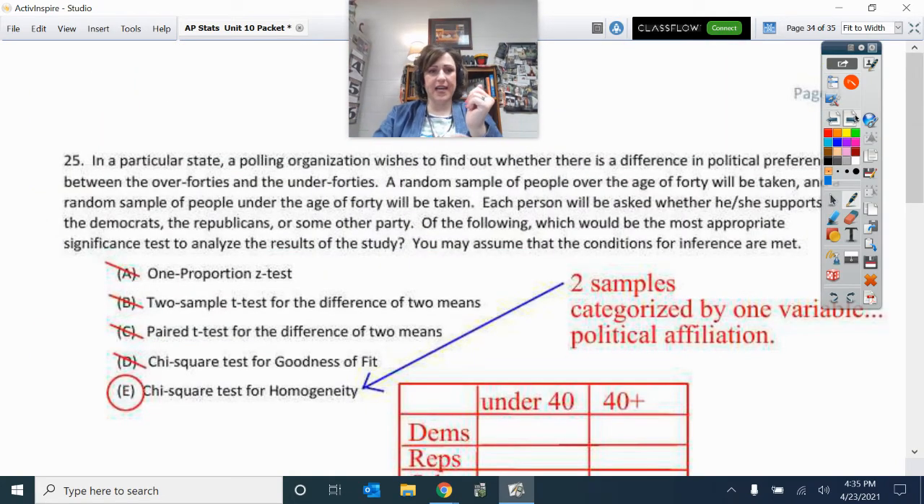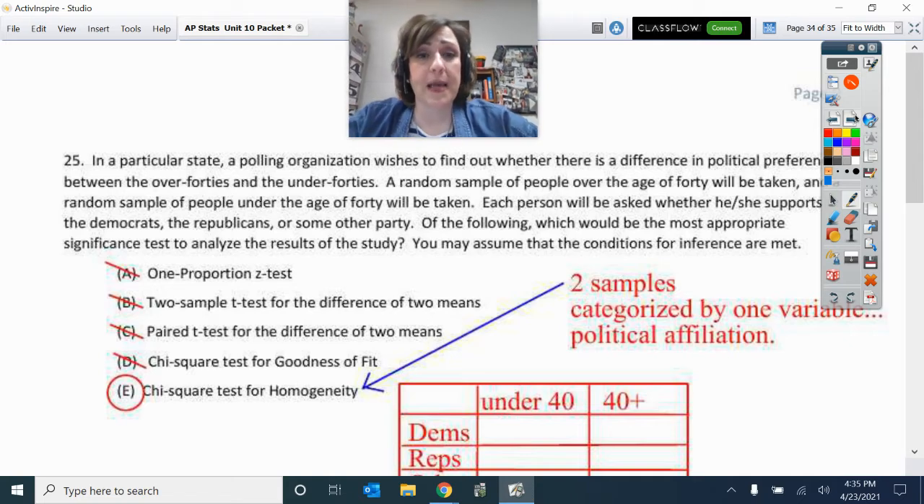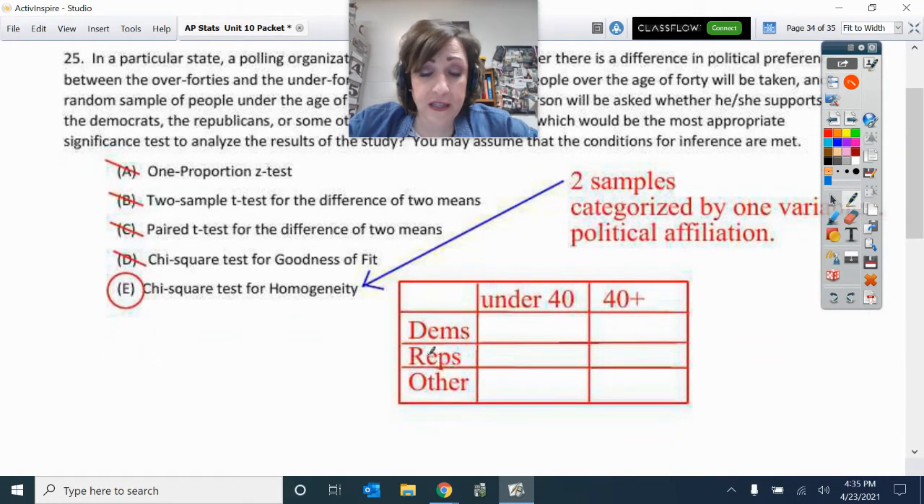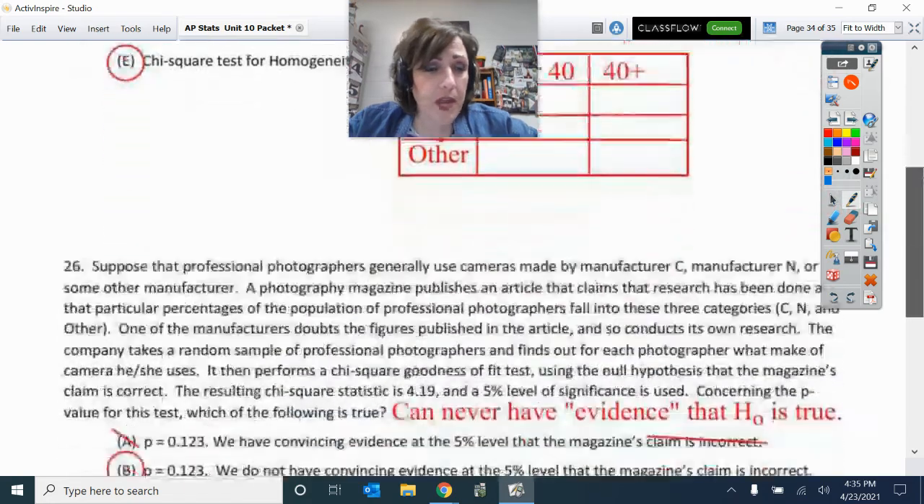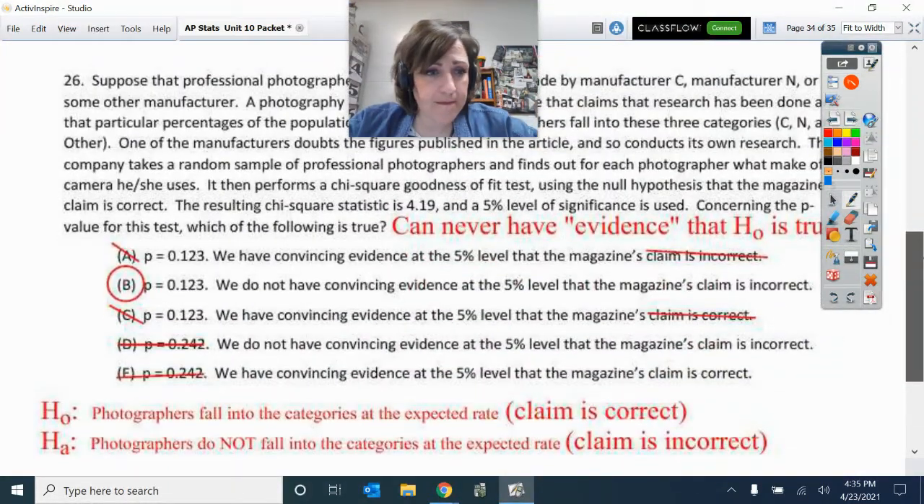All right, 25. Here we have this situation that we were just studying. They took a sample from the over 40 age group and a sample from the under 40 age group. So that's two separate populations. They took a sample from each, and then they were having these categories, one variable amongst that. That's a homogeneity test.